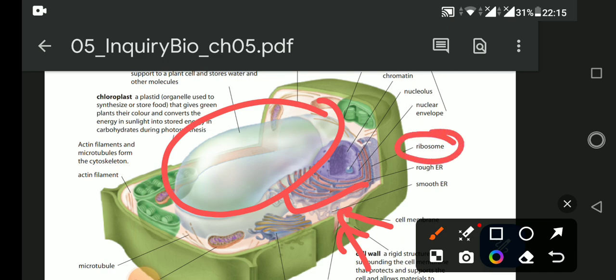Then we have ribosome, which is actually the protein factory of the cell that helps in the synthesis of proteins. Then we have ER, that is endoplasmic reticulum. Then we have actin filaments. Okay, actin filaments actually form the skeleton of the cell. Like in humans, bones are forming the skeleton, they are forming the basic framework, basic structure of the human body. But in case of plant cells or animal cells, the skeleton of the cell is made by microtubules and actin filaments.